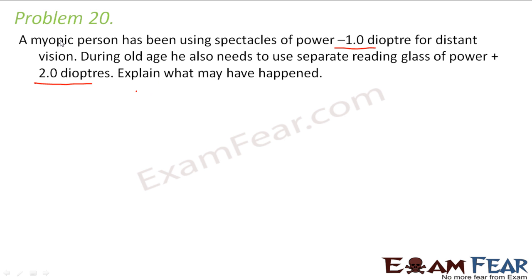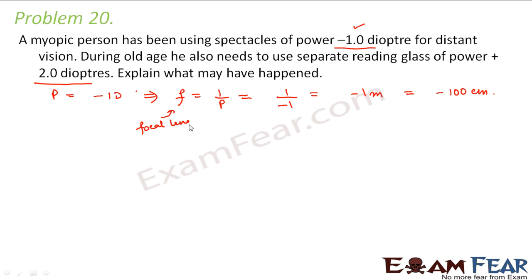So what does it say? A myopic person. So he already had myopia, that is short-sightedness. That means he was not able to see distant objects clearly, right? So he was using spectacles of power -1 diopter. With the help of this, we can calculate the focal length of the lens. If power is -1 diopter, the focal length would be 1 by P, that is 1 divided by -1, which is equal to -1 meter, that is -100 centimeter. So this is the focal length of the specs, right?